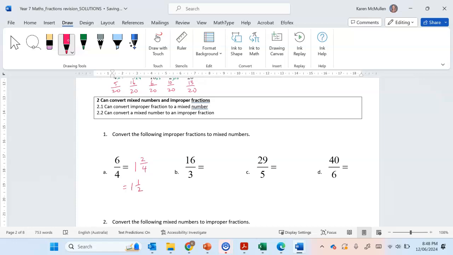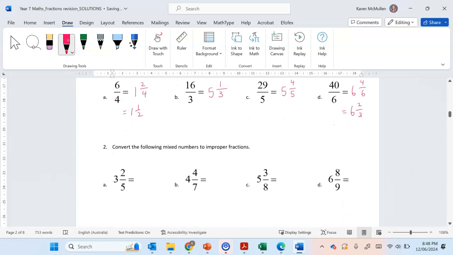All right, moving on to question B. So how many times does 3 go into 16? Goes in 5 times. Remainder 1. So we're doing 1 over our denominator, which was 3. 29/5. So 5 goes into 29 5 times. Our remainder is 4. So it's 5 and 4/5. And then 6 goes into 46 times with a remainder of 4. And we can simplify that to 6 and 2/3.